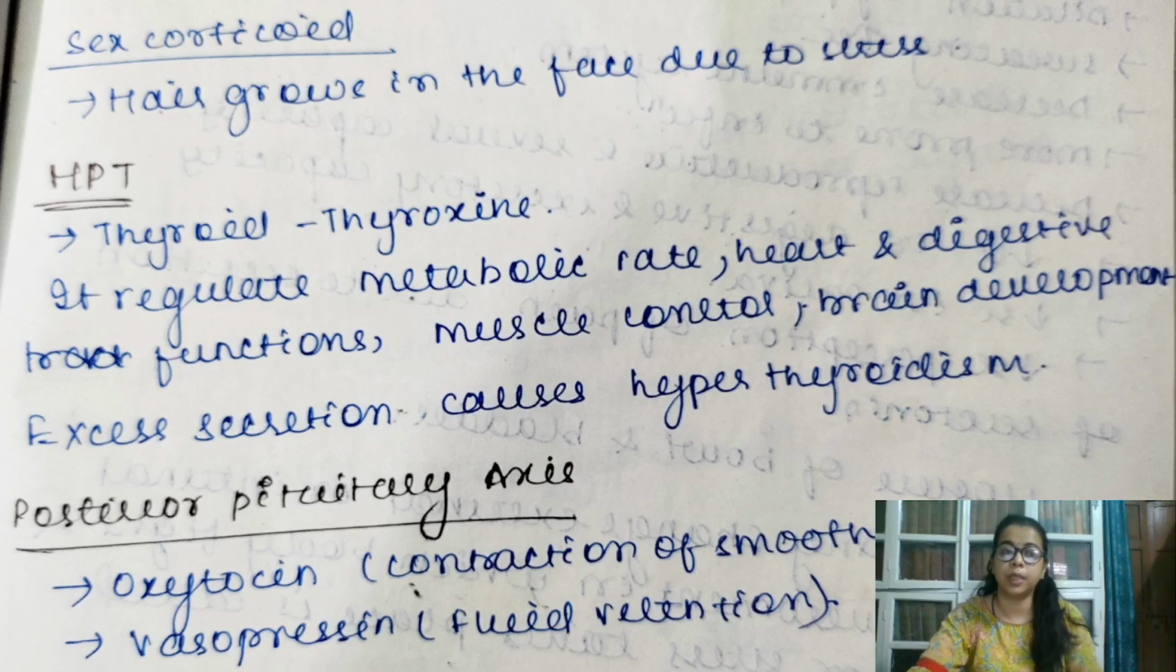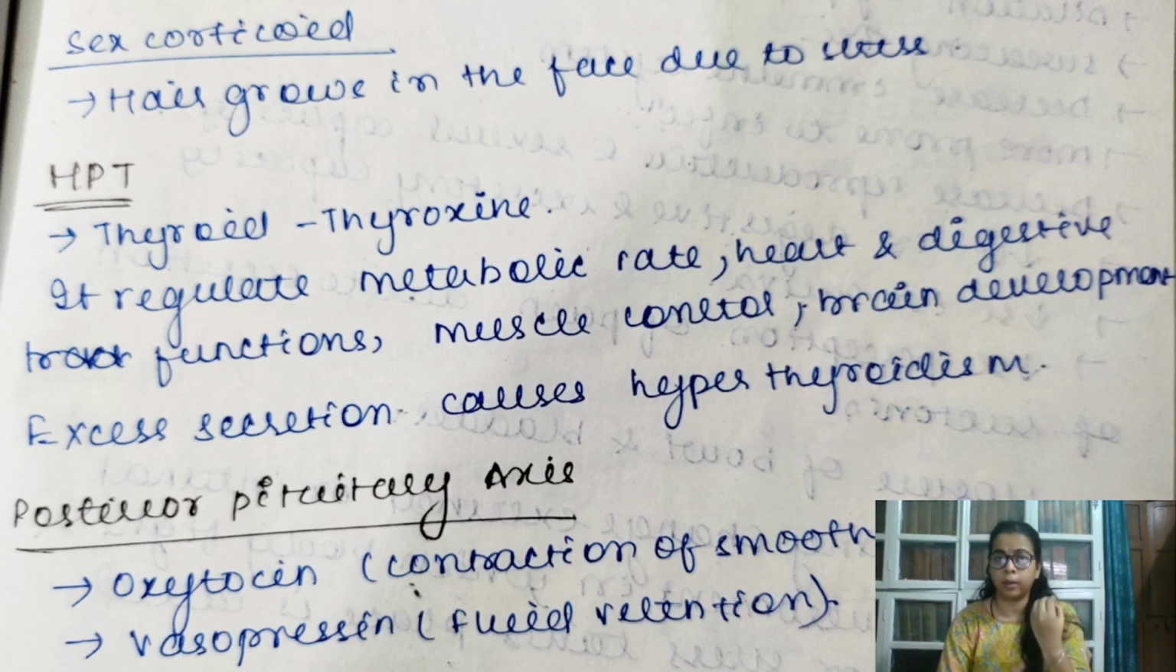Okay, next coming to the HPT. HPT means the hypothalamus pituitary thyroid axis. Okay, you know the thyroid releases thyroxine. It will regulate the metabolic rate, heart and digestive function, muscle control and brain development. Excess secretion will cause hyperthyroidism. What will happen if you remain in stress for a longer period of time? This is all the functions of the thyroid.